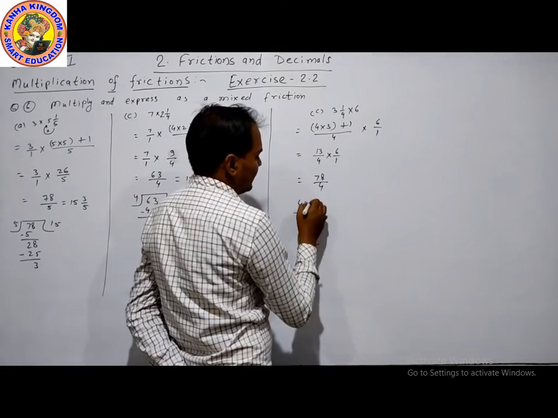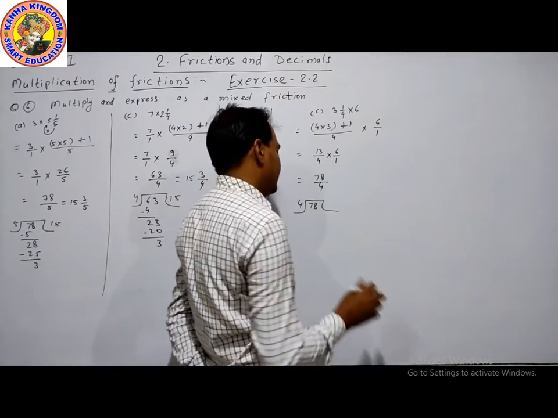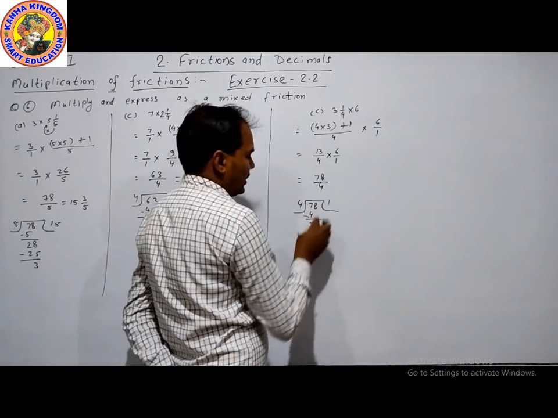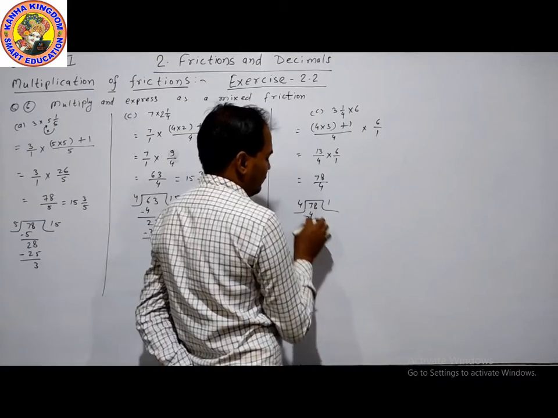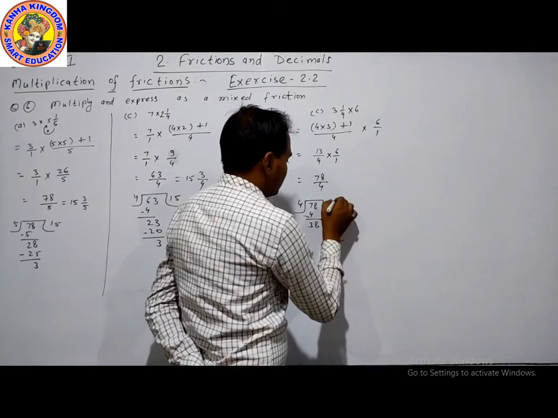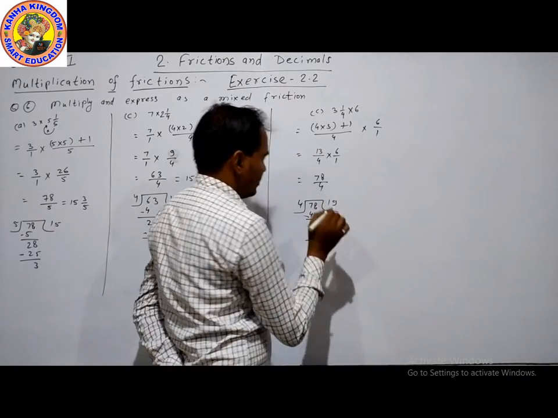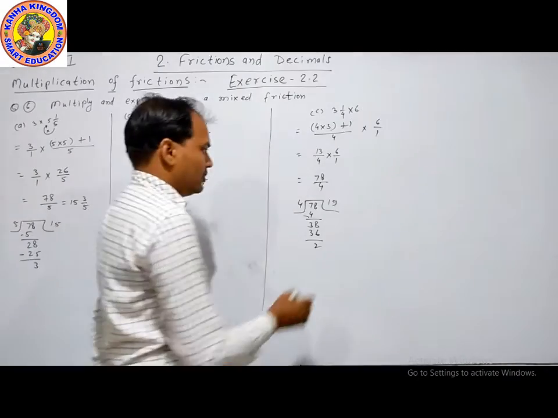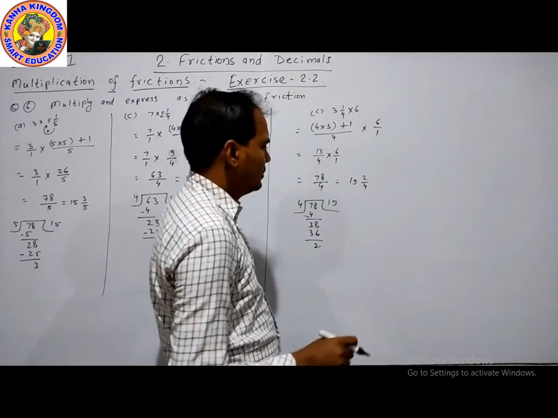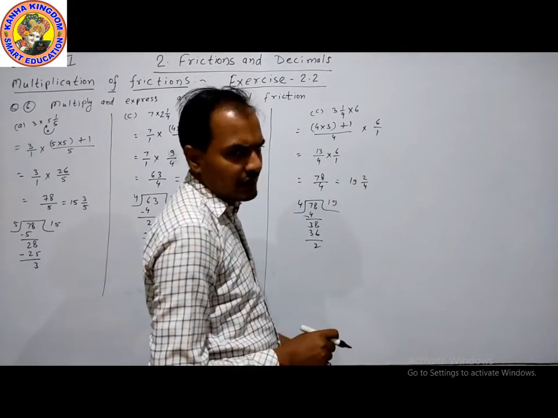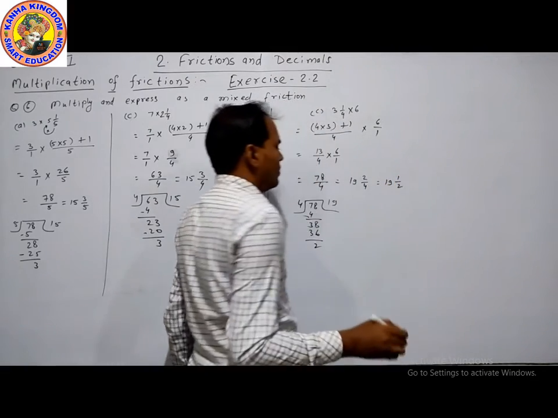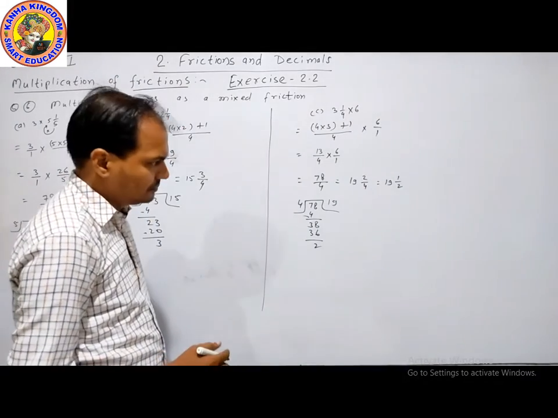Now we will divide 78 by 4. 1 time 4, 7 minus 4 is 3, next digit is 8. We know that 9 times 4 is 36. Now the remainder is 2, so we can write 19, 2 upon 4. But we know that 2 and 4 can cancel each other, so the answer is 19, 1 by 2.